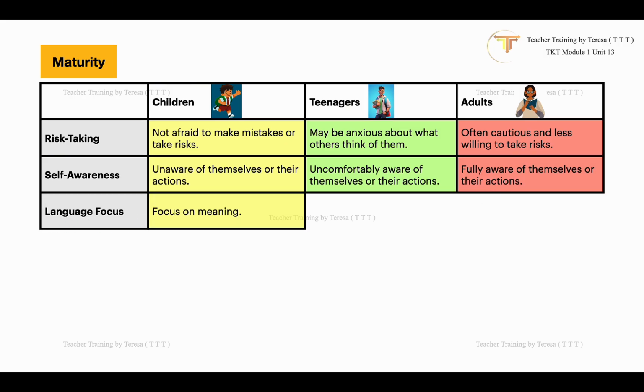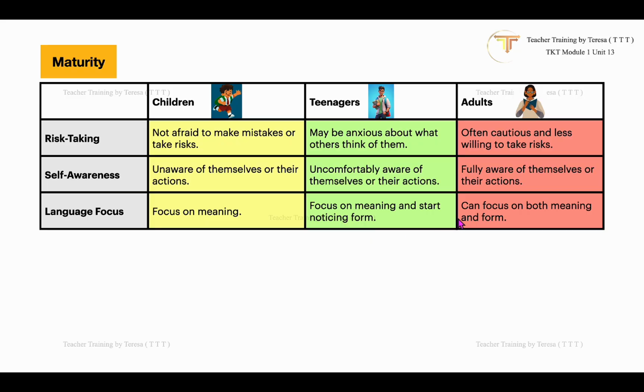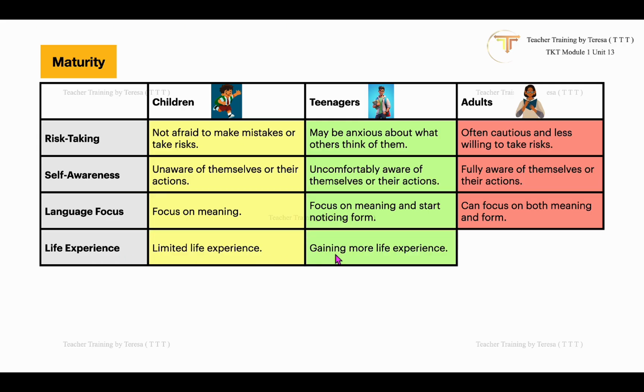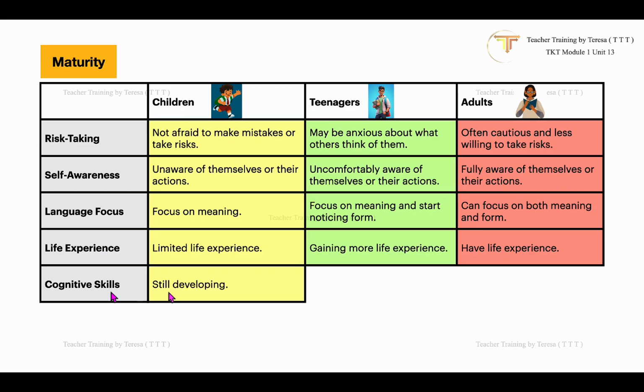Language focus: children focus on meaning; teenagers focus on meaning, and start noticing form; adults can focus on both meaning and form. Life experience: children have limited life experience; teenagers are gaining more life experience; adults have life experience. Cognitive skills, still developing.